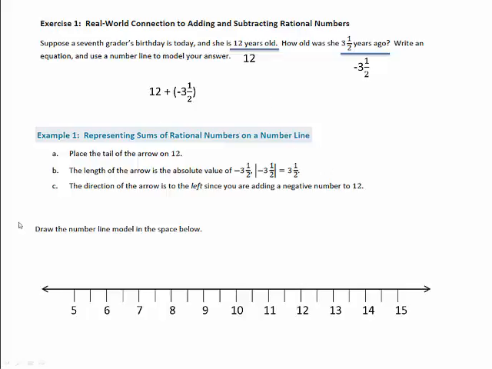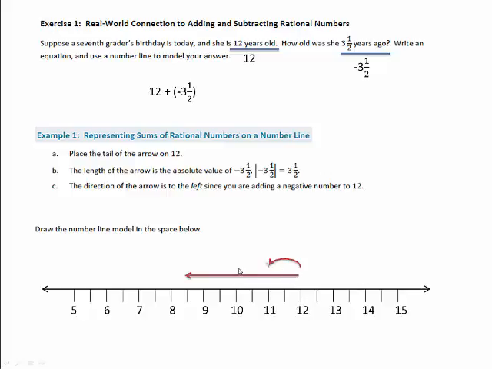Now we're going to do it on the number line. We're going to start by placing the tail of the arrow on 12, as if we have gone from 0 all the way up to 12. And then the length of our next arrow is going to be the absolute value of negative 3.5, which is 3.5. So that means we have to go 3.5 units back. So from 12, 11, 10, 9 and a half. And we're going left since we're adding a negative number to 12.